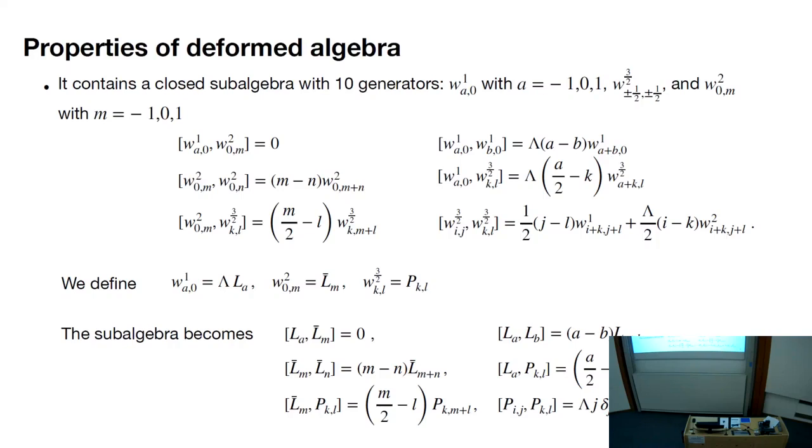basically rewriting this algebra in this way, we can rewrite it in this form, and some of you might recognize that this is very similar to a BMS algebra, except that we have a non-commuting p here. If we send lambda to 0, we get exactly the BMS algebra.